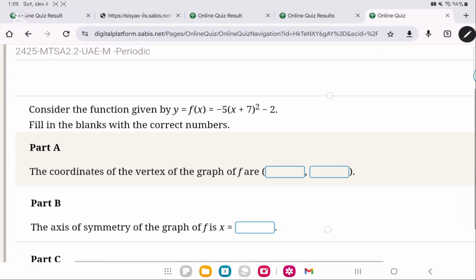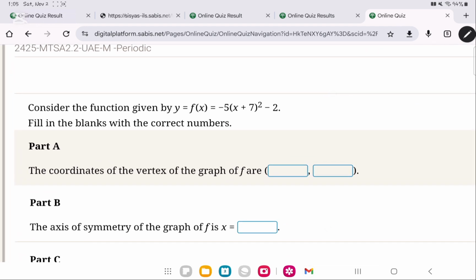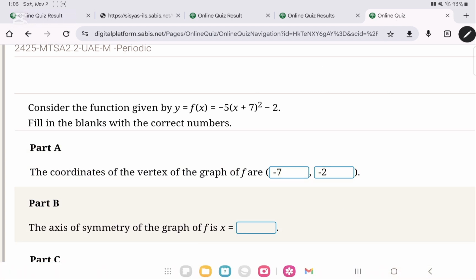Now we proceed to question number 8. They need us to find the vertex. Very simply, to find the vertex, you're going to take the opposite of h. So here it's plus 7, it's going to be minus 7. And k exactly as it is, so minus 2. So here the answer is minus 7, minus 2. Now the axis of symmetry, we said it is x is equal to the opposite of h. So if h is 7, then the opposite of h is going to be minus 7. So the axis of symmetry is minus 7.